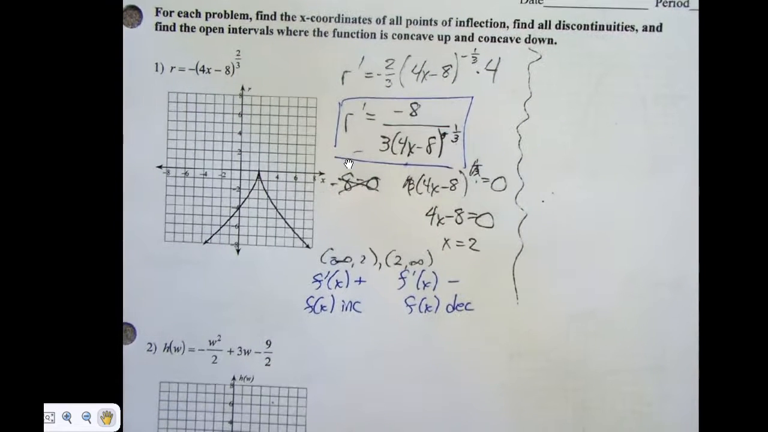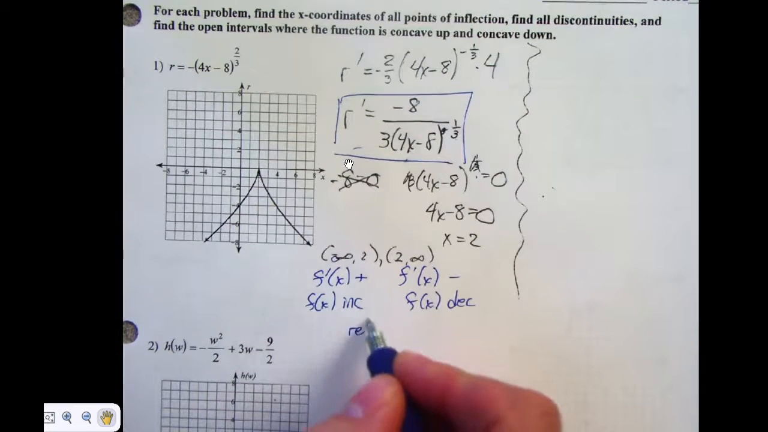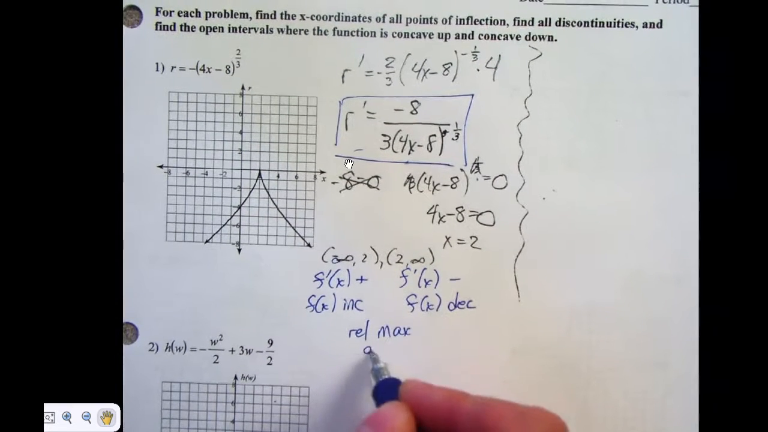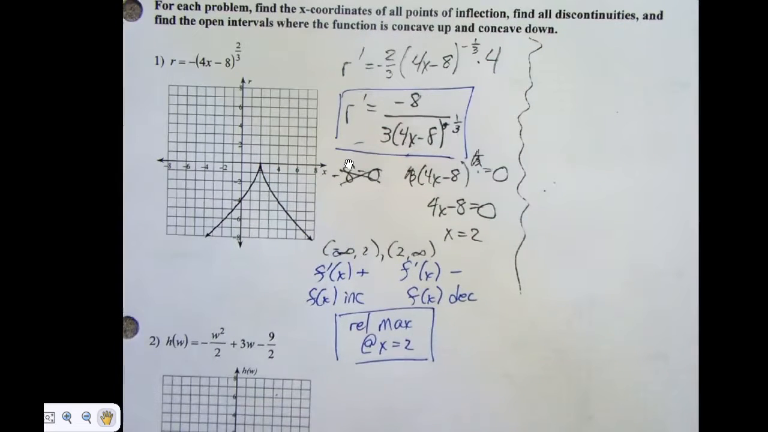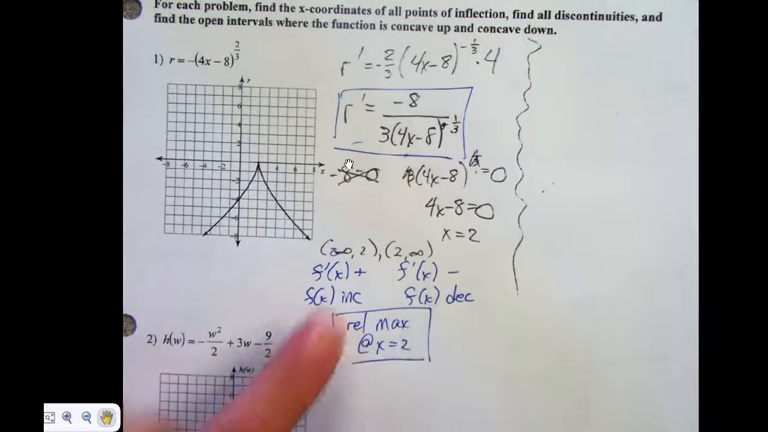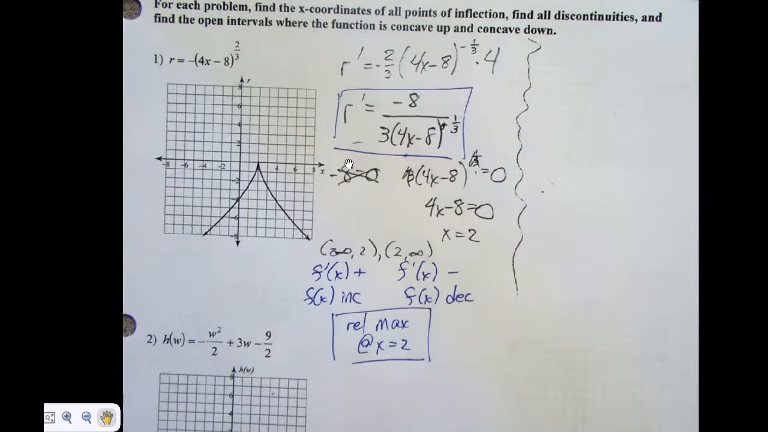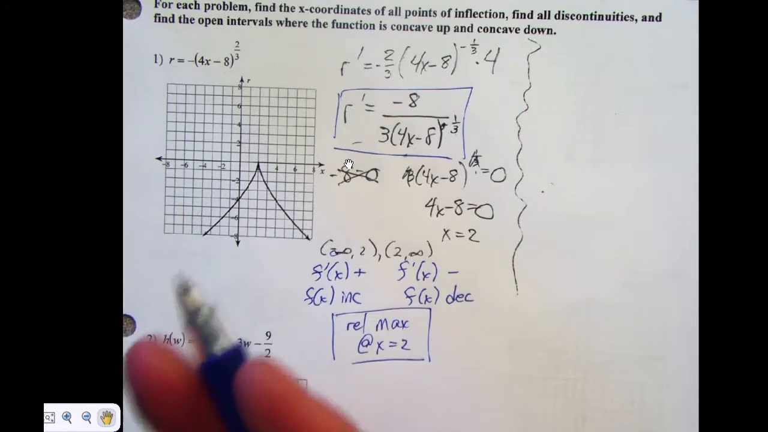Do we have a relative max or a relative min? Yes. Which one? Relative max, or local max, at x equals 2, because that's where we switched. That was last night's homework, right? That's the exact process you did. We're going to do the exact same process, just with the second derivative instead of the first.